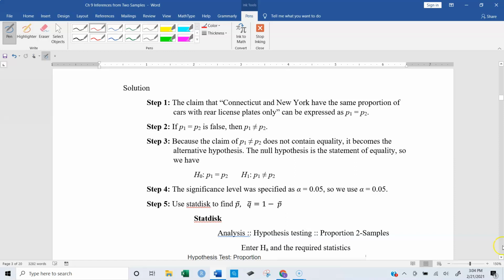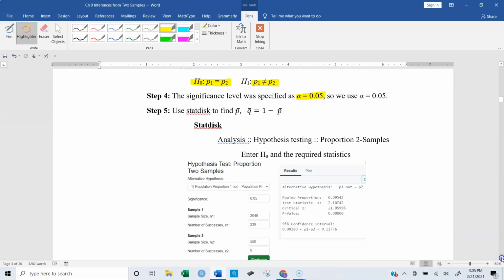All right, step 1, what's our claim? We want to know about Connecticut and New York. We're going to assume they are equal. Remember, that's what we're doing here, we're going to assume it for our null. So our null hypothesis is that the population proportions are the same. In this case, our alternative is that they're not equal. It could have been greater than or less than, but we're not caring. We want to know if they're the same, so the opposite of the same is not equal. So we have our null and our alternative. Our significance level was 0.05.